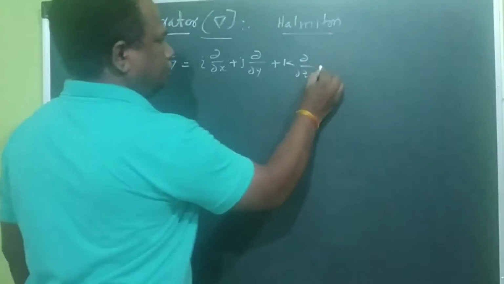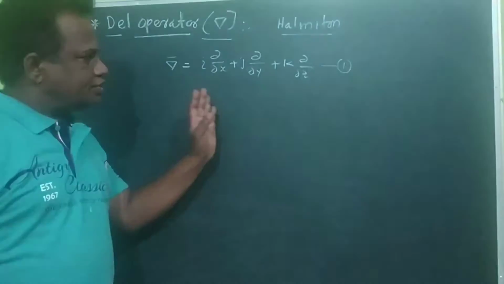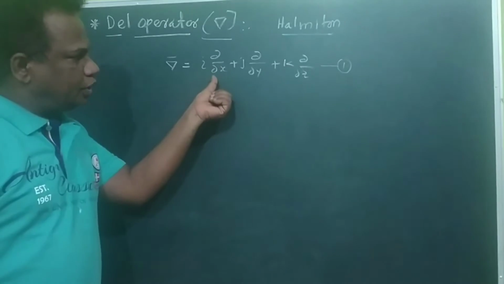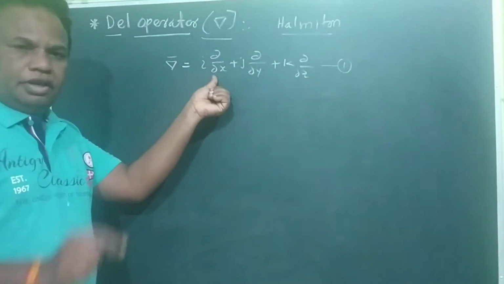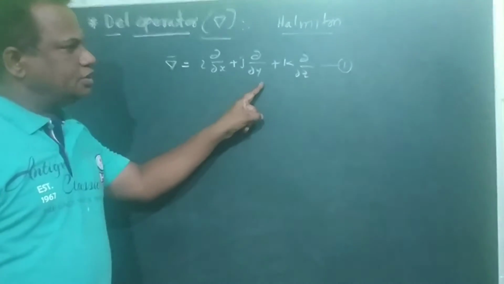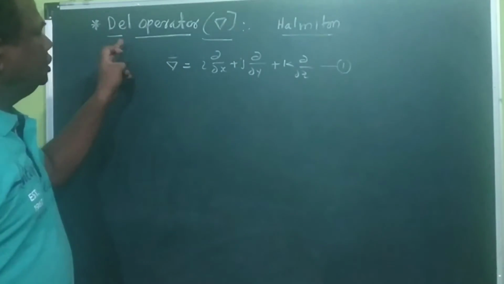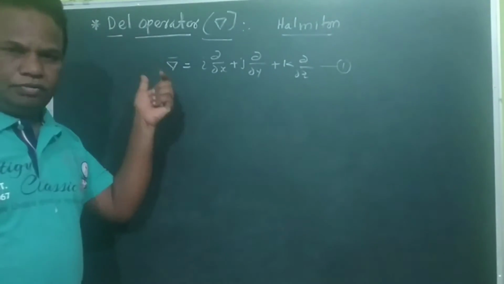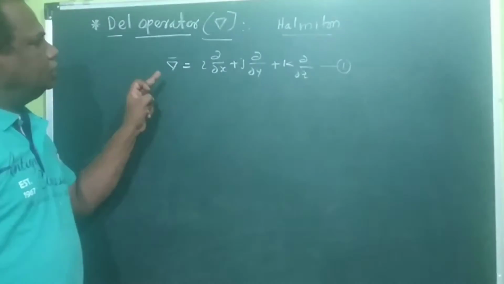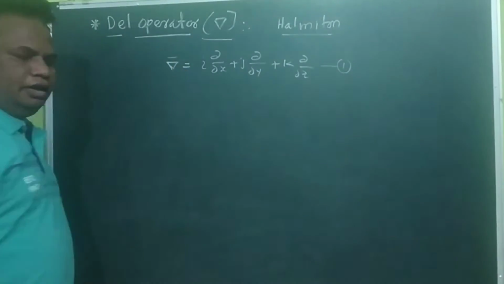So this is, let's say, equation number 1. What do you understand by the del operator? The del operator is a partial differential operator in 3 dimensions, that means along the x-axis, along the y-axis, along the z-axis. So the del operator is a mathematical operator which can be operated on a scalar field as well as a vector field.